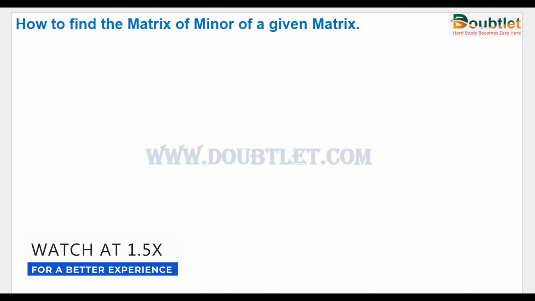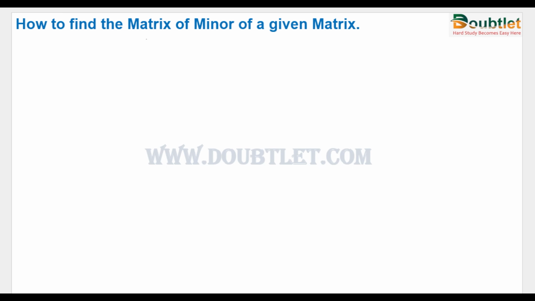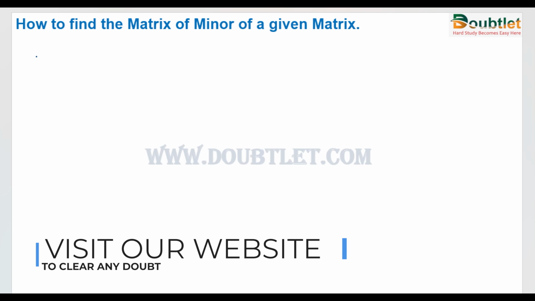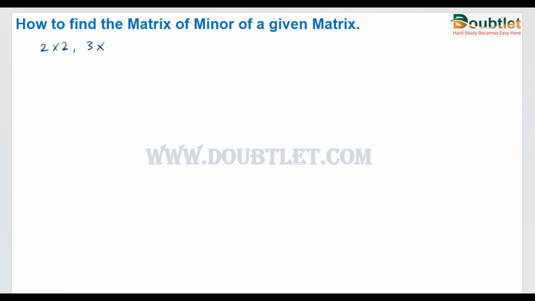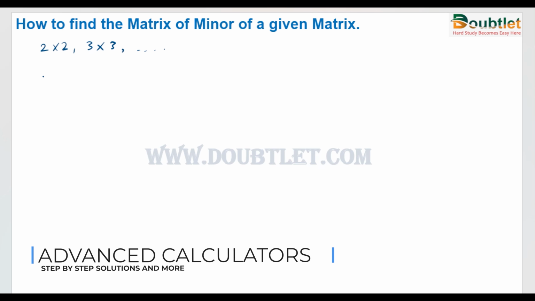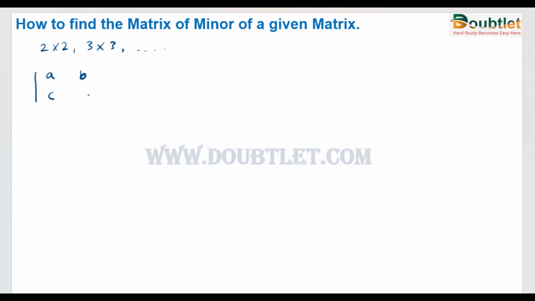So in this video, we will learn how to find the matrix of minors for a given matrix. So first of all, suppose there is a matrix. Here we will check it for a 2 cross 2 matrix, a 3 cross 3 matrix and further on. So let's suppose there is a matrix A, B, C, D. We know that the order of this matrix is 2 cross 2.